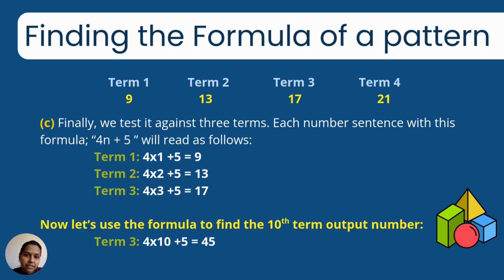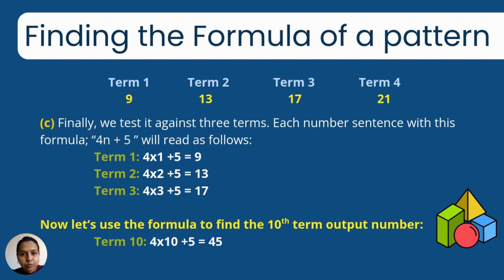So testing it against each term. For term 1, we're going to use the same formula, 4n plus 5. So term 1, 4 times 1, which gives us 4, plus 5 gets us to number 9. So it works in the first term. Term 2, 4 times 2 gives us 8. If we add another 5, we're going to arrive at 13. So term 2 works perfectly. Term 3, we're going to multiply 4 times 3 to give us 12. And if we add 5, we arrive at 17. So we see that the formula has worked perfectly.